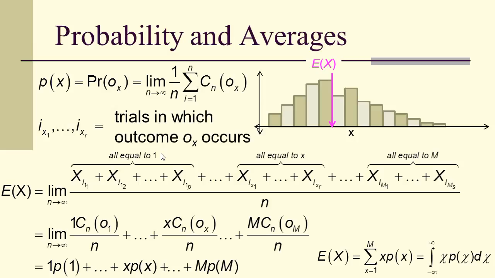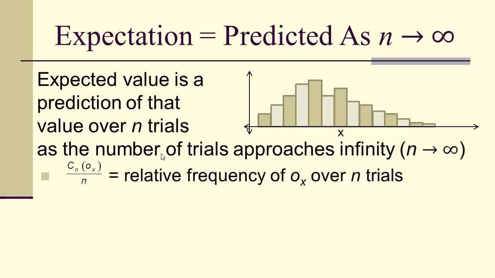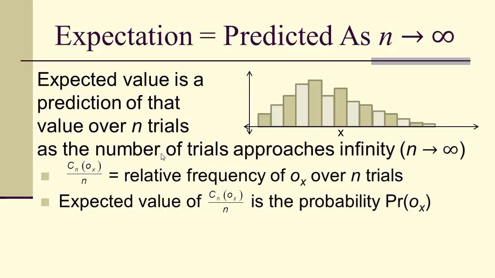Now notice that's actually the same, because of the way we define the area of the bars, as the integral from negative infinity to infinity of chi p sub chi d chi, because we actually were working with areas when we were working with those relative frequencies. So an expectation is a predicted value as n goes to infinity. The relative frequency is C sub n of O sub x over n. That's over n trials. So the expected value of the relative frequency is what we call the probability.